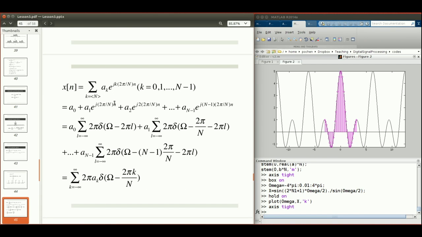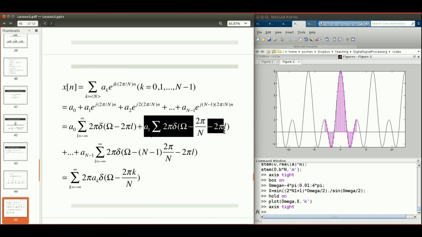And then you can apply the same kind of calculations to every term. What you end up with is a summation of lots of these impulse sequences. Basically, this is the zeroth term.